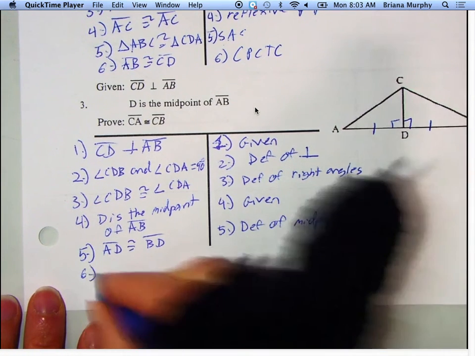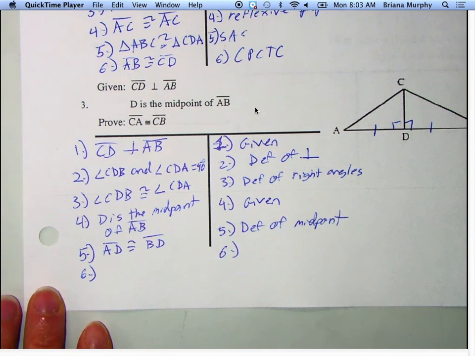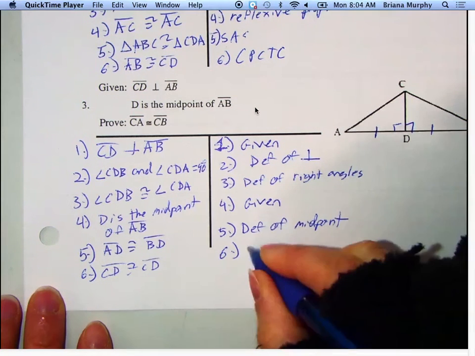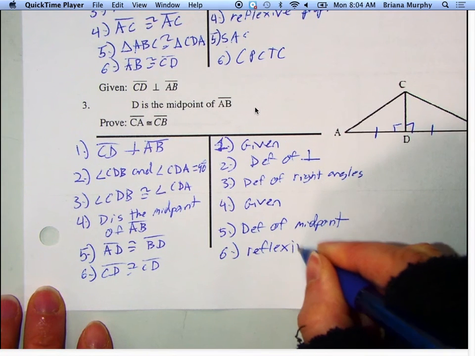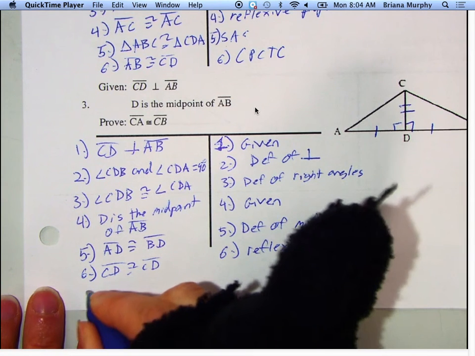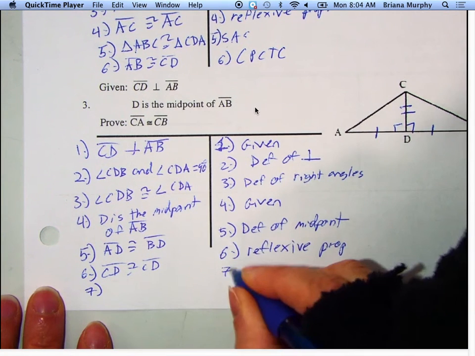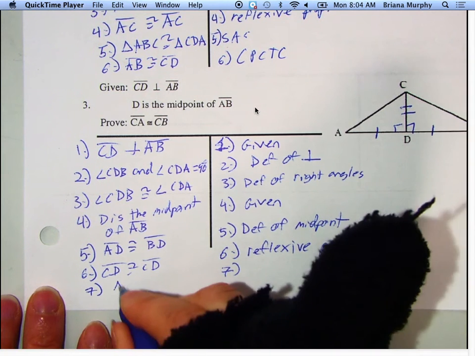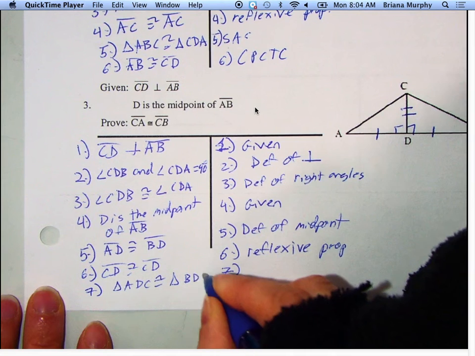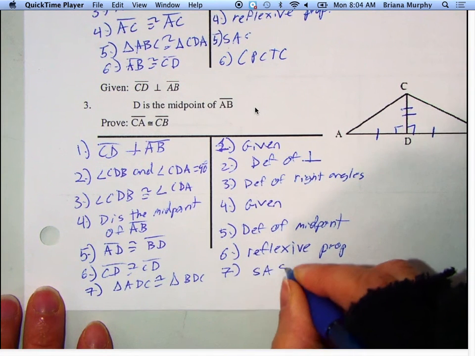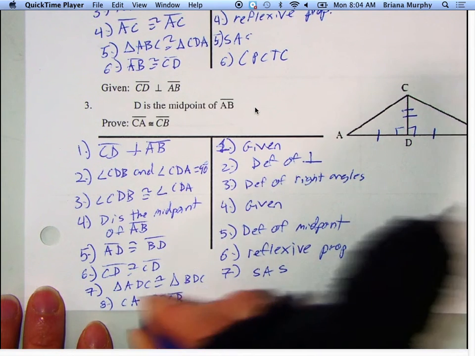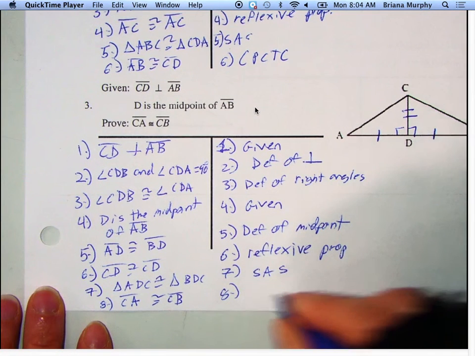And is there anything else from the picture I can say is congruent? CD is congruent to CD by? Reflexive property. So are the triangles congruent now? By what? Triangle ADC is congruent to triangle BDC by? Side, angle, side. Therefore, CA is congruent to CB by what, guys? CPCTC.